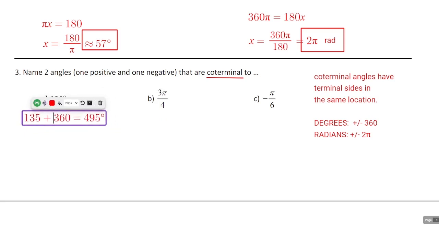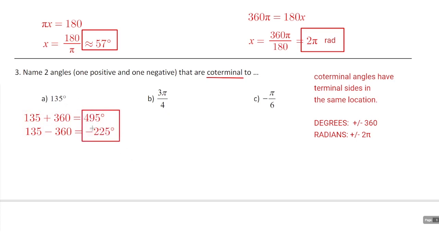We could actually add 360 again to get another one. But if we want a negative one, then we need to subtract 360. In other words, we're going to rotate in the other direction. So 135 minus 360, again, use your calculator here, y'all, is negative 225 degrees. All right, so we got one positive, one negative coterminal angle. Each of these are coterminal to 135.